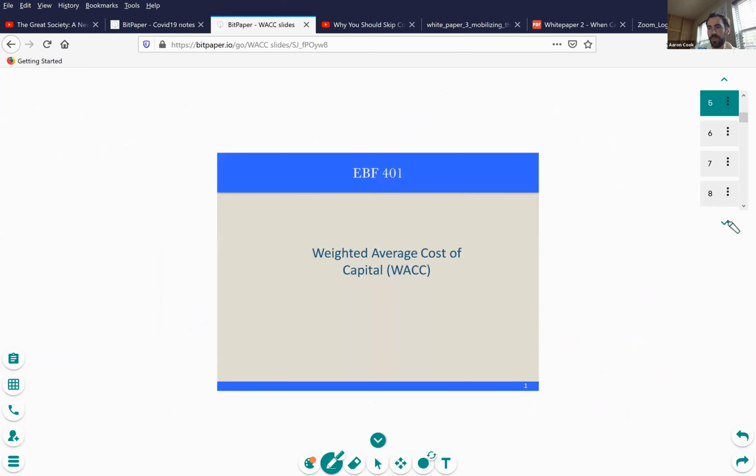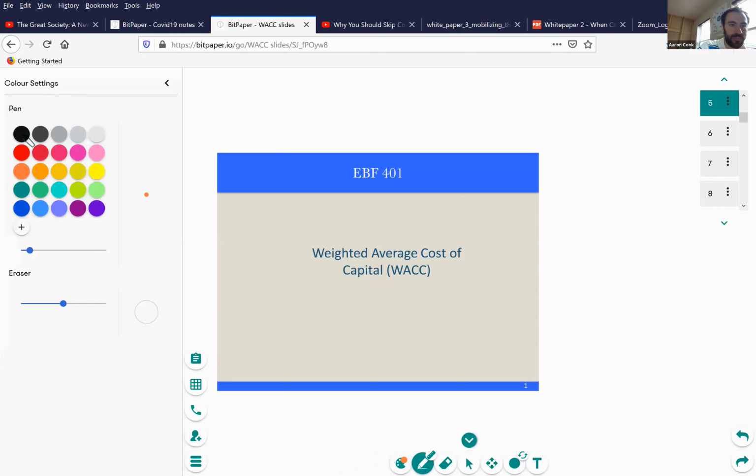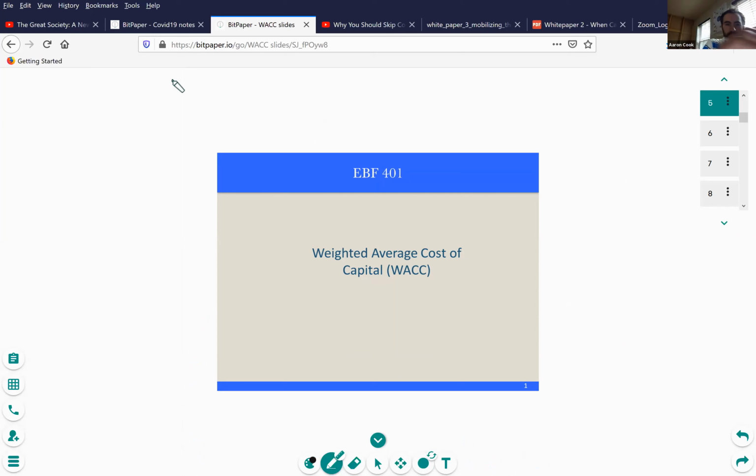This is all leading towards our desire to know what a firm's discount rate should be. And the way we think about that is it's the weighted average cost of capital. There are some synonyms for this weighted average cost of capital. I might at some point call it the discount rate.